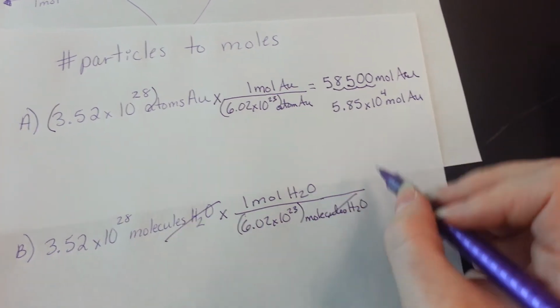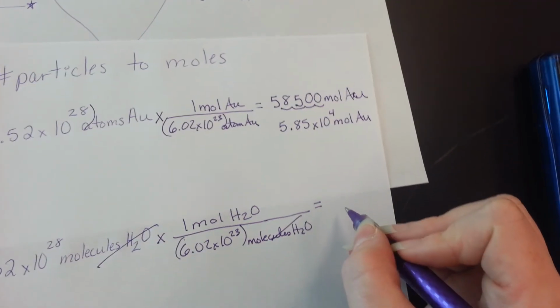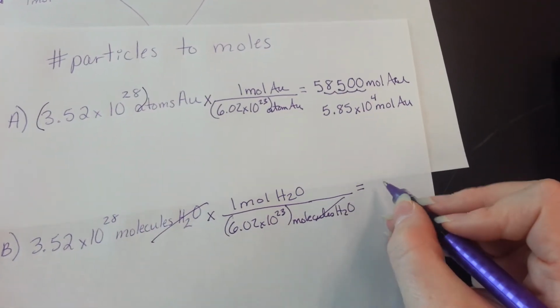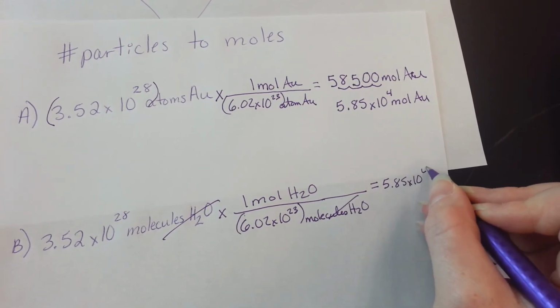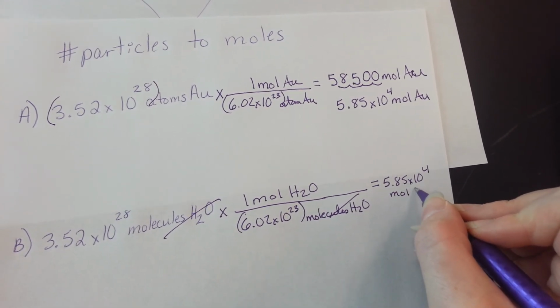Molecules of water would divide out, and when you put this in the calculator, since it's the same numbers going in, it will come out to the same exact number. Except our unit would be different. Our unit would be moles H2O.